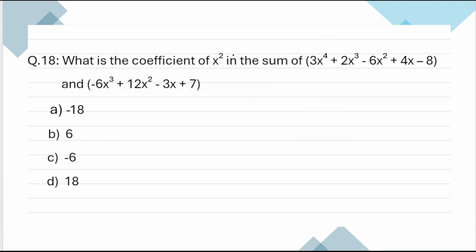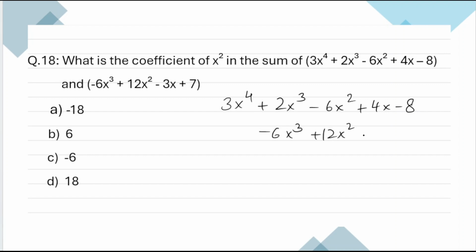What is the coefficient of x square in the sum of this polynomial and this polynomial? Do I need to actually add both these polynomials to find the coefficient of x square? If I'm doing it, it's not wrong, but it's just going to waste time. No need to add them, because I want only the coefficient of x square. So let's do only the x square part.